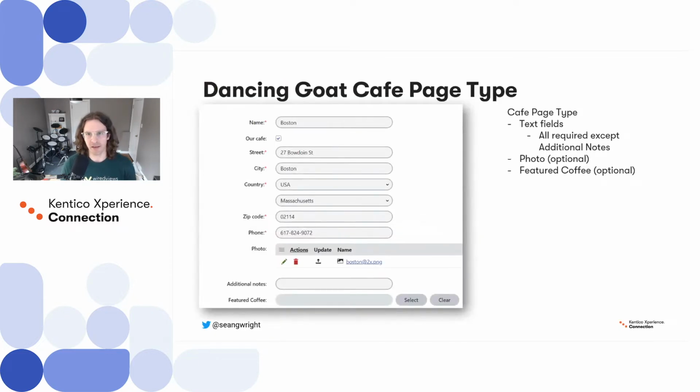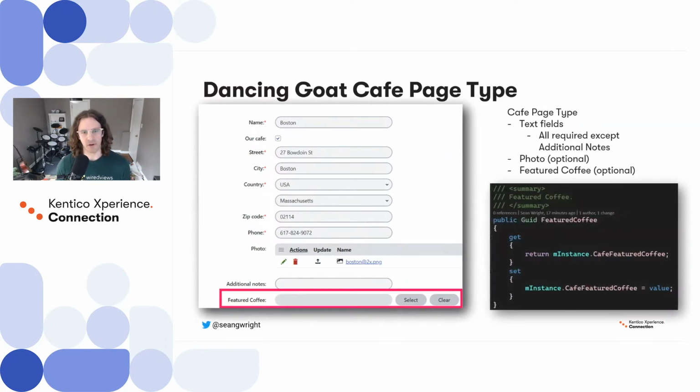So let's look at the Dancing Goat Cafe page type. So this has a lot of text fields. All are required except for the additional notes field. And we have this featured coffee. And if we were to generate the code for this page type, Xperience would generate code that has default values when nothing is selected for the featured coffee. And it wouldn't use Null or any other language features like that. So we have a photo that's optional and a featured coffee that's optional.